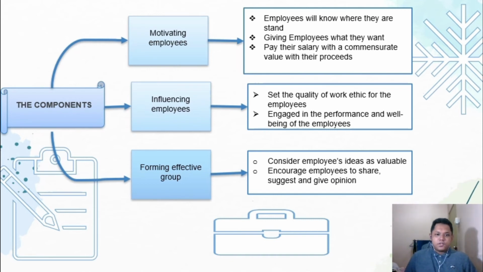Next component is influencing employees. The manager will set the quality of work ethic for the employees. It is to improve the quality of employees when they do their work and also to make sure the employees always trust their manager. It improves their quality. Next, the manager will engage in the performance and well-being of the employees. It is because the manager has an important role in tracking the success of the employees so they can achieve their target.